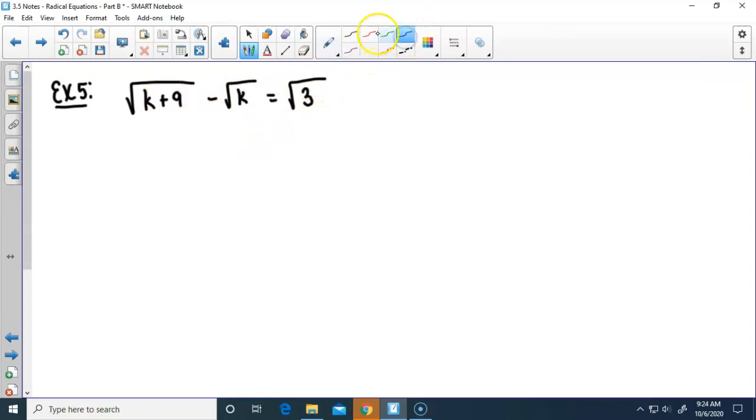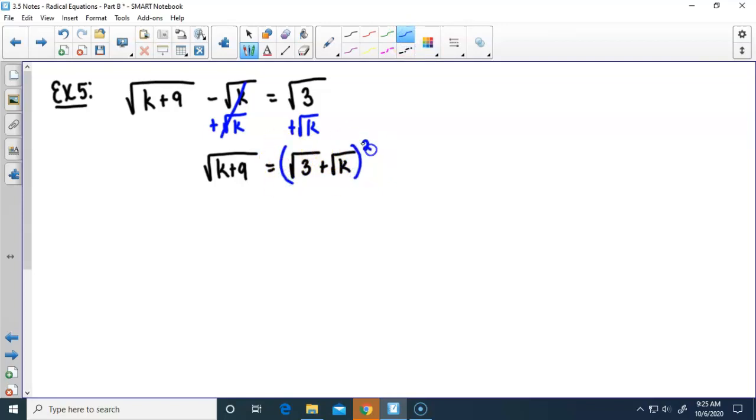So it is going to make this problem just a little bit easier if I move this square root of k over to the other side, which is going to give me the square root of k plus 9 equals the square root of 3 plus the square root of k. Now, I still have a lot of square roots, but it's a little bit easier to square the right-hand side than it would be to square the left-hand side of the original problem.